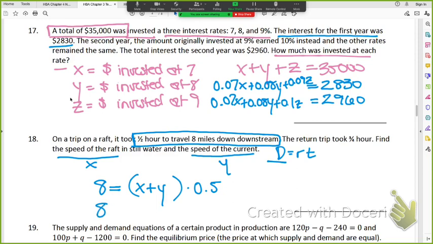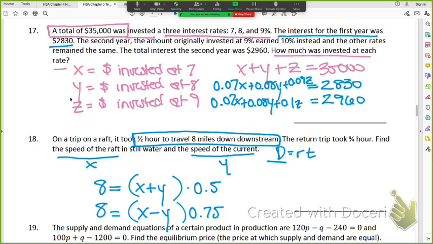my distance remains the same. My time, I've been told, is 3/4 of an hour. How am I going to do that? 0.75. And on the way back, x does minus y. It hurts you? x minus y. But how do you find out what they are? All right, well, let's look at that.